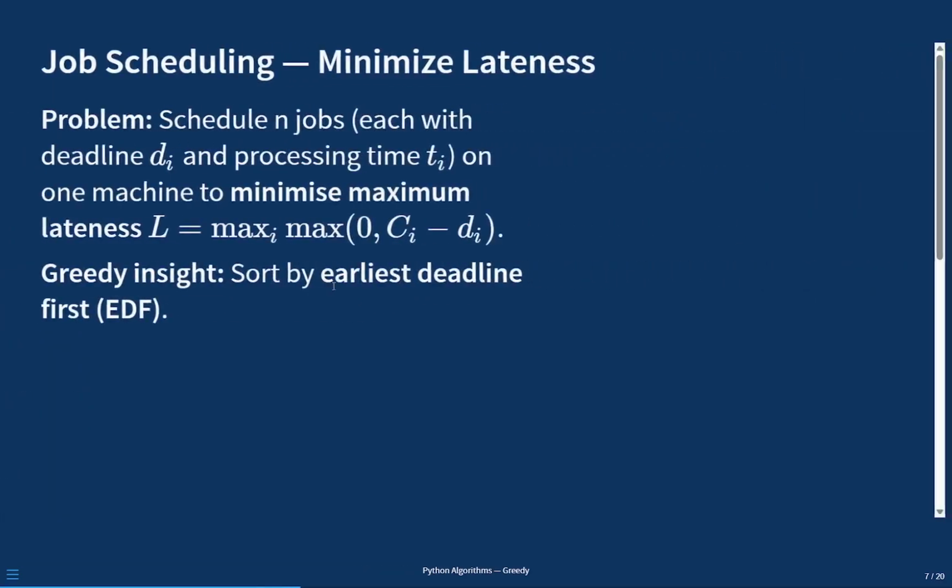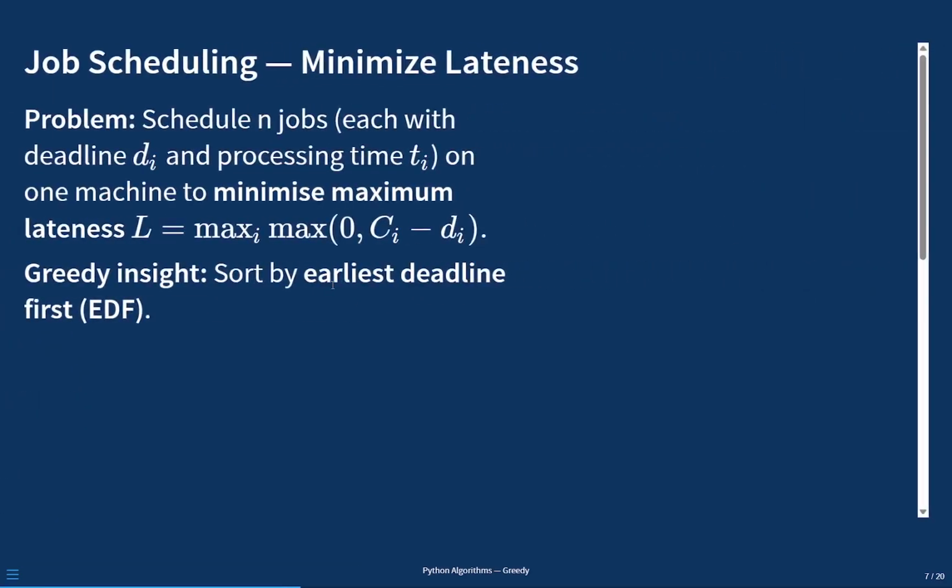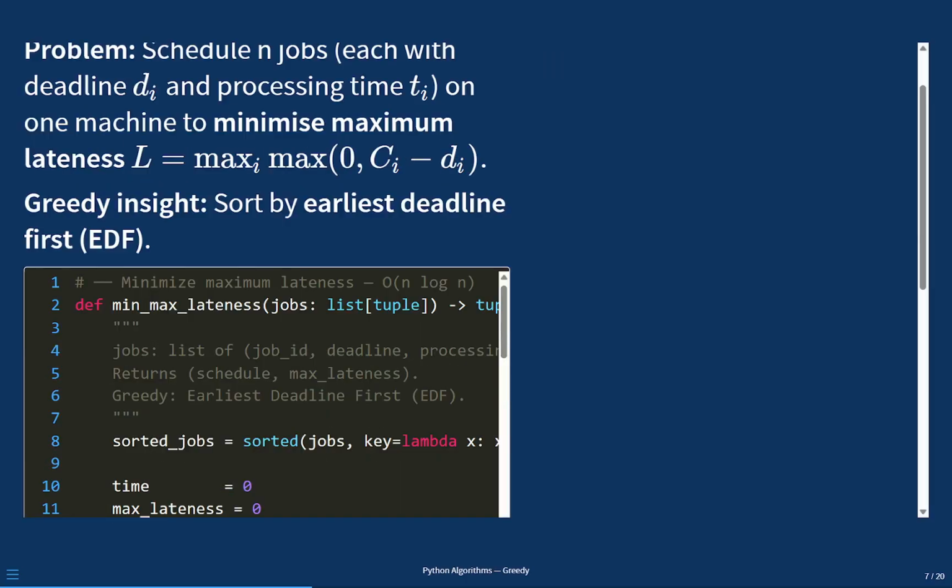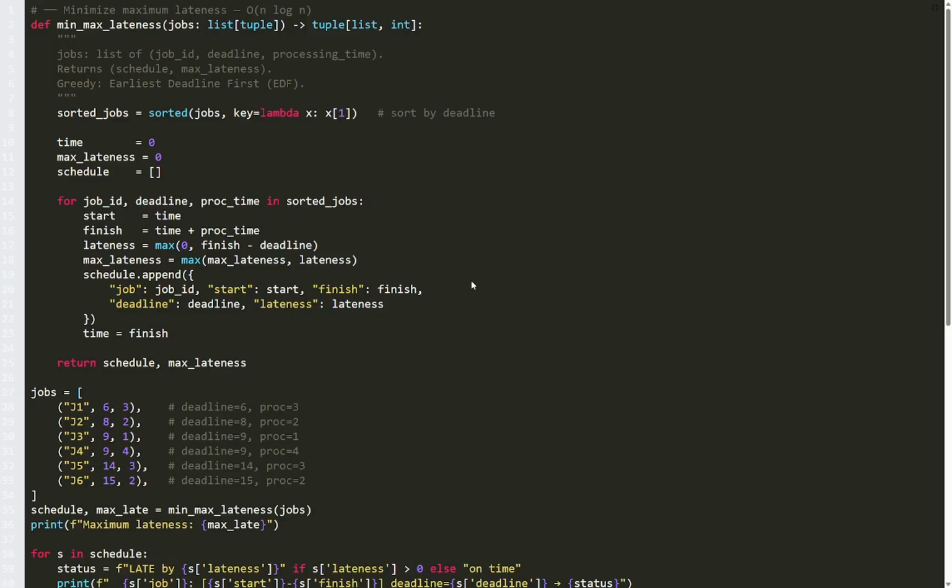Scheduling problems are a natural home for greedy algorithms. Here, we have n jobs, each with a processing time and a deadline. Schedule all jobs on a single machine, no idle time, to minimize the maximum lateness, where lateness is how far past a deadline a job finishes. The greedy insight is earliest deadline first. Sort jobs by deadline ascending and schedule them in that order.